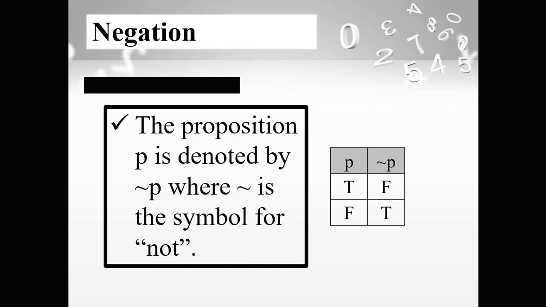Next, we have the third logical connective type of the proposition: the negation. In negation, the negation of the proposition P is denoted by not P, where this symbol is a tilde. That is the symbol for not. So in negation, all you have to do is negate the statement using the word not. If your statement is true, you make it false. If it is false, then you need to make it true.